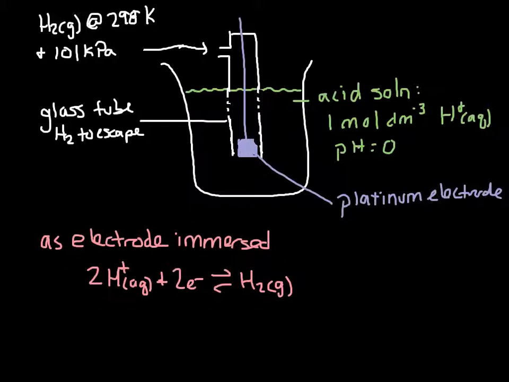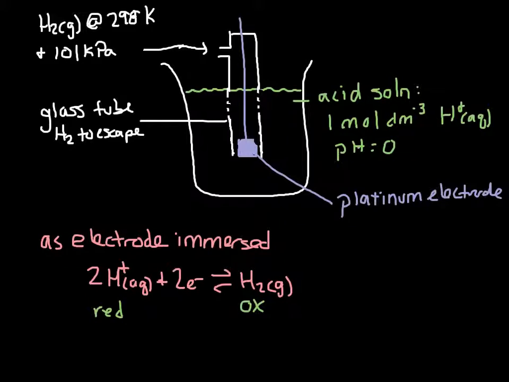So as we have our hydrogen ions, we also pump hydrogen gas at 290 Kelvin and 101 kilopascals into that glass tube to take part in the redox reaction. So as we immerse the platinum electrode, the following reaction happens. We have two protons in their aqueous form react with two electrons to make hydrogen gas. Looking at the way in which this is written, those protons are being reduced and the hydrogen is being oxidized.